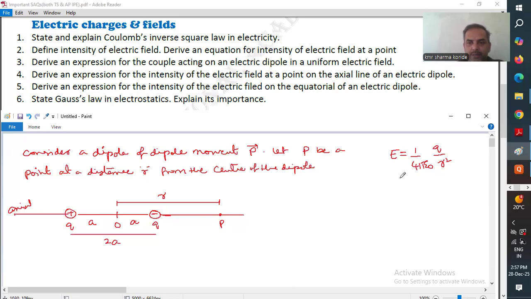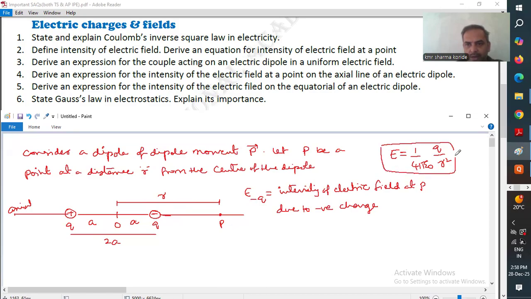Now let us write the intensity of electric field due to the positive charge. First let us complete the negative charge, because the negative charge is closer to point P. So this is the intensity of electric field at P due to the negative charge. So keep this equation in mind. So what is r here? r is the distance from the respective charge.